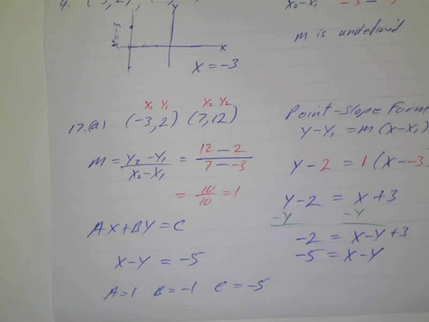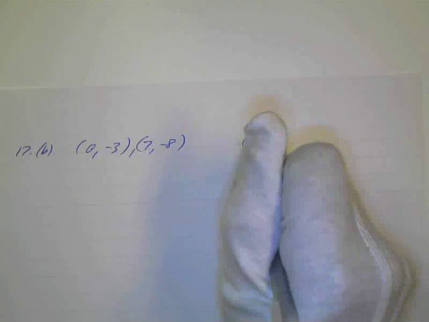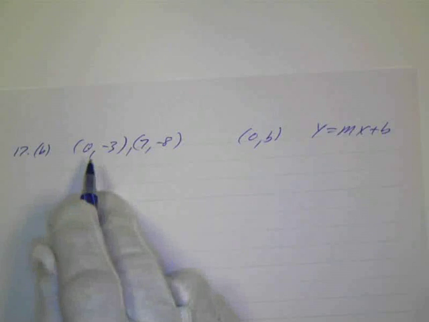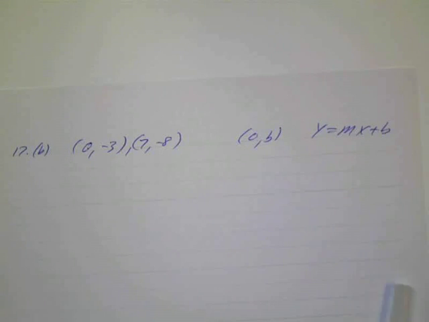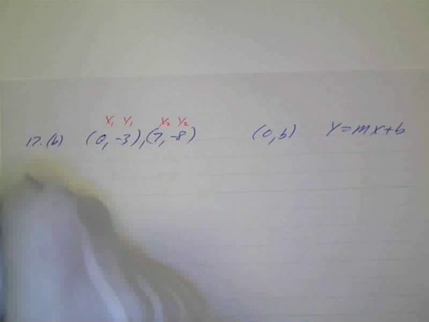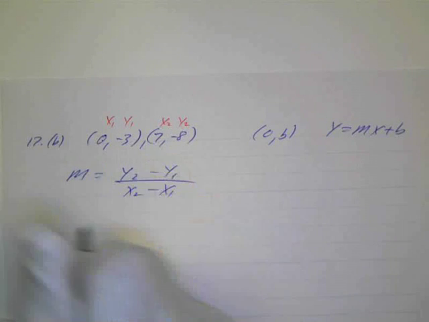Okay? All right, number 17, letter B. We have our two points, (0, -3) and (7, -8). If we have the point (0, something), that something is b. It's (0, b) from the y equals mx plus b form, the slope-intercept form. Since we have the intercept, we might as well use this form, and now we just need to find the slope. Again, I'll label my points x1, y1, x2, y2, and write my slope formula: m equals y2 minus y1 all over x2 minus x1.